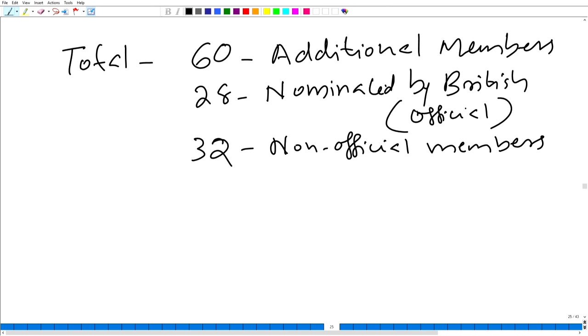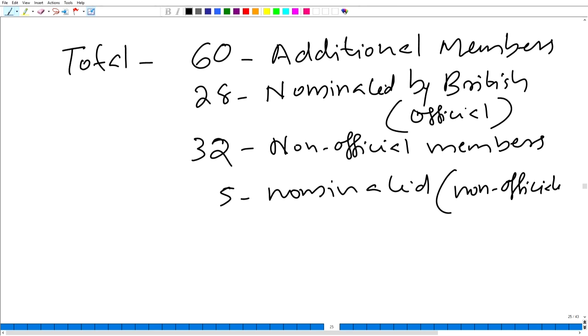The total number of additional members was 60. Out of the 60 members, 28 were to be nominated by the British government. The remaining 32 members were called non-official members. Out of the 32 members, again 5 were nominated. So, 28 nominated official members and 5 nominated non-official members.